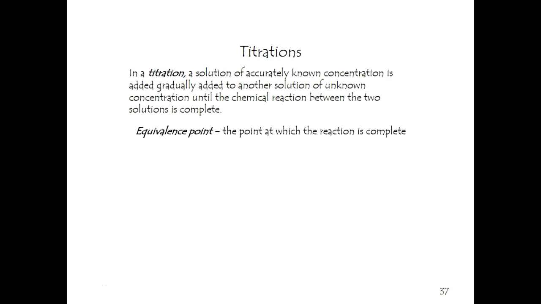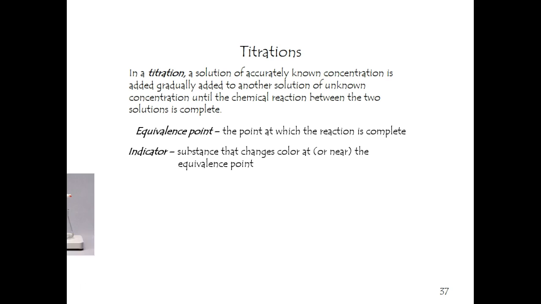The equivalence point is the point at which the reaction is complete. There are these wonderful indicators you can add to the solution that as soon as it crosses over a certain pH threshold, the structure of the indicator changes and it becomes hot pink, or Congo red, or some one of these colors. The indicator is the stuff that you add that will change color at or near that equivalence point.